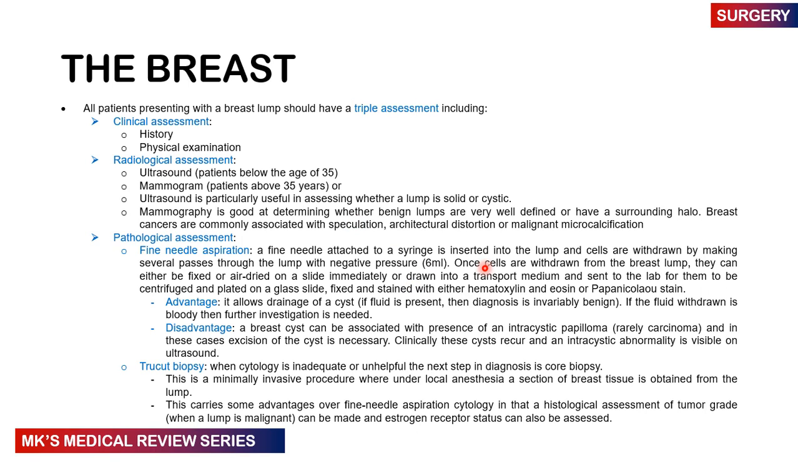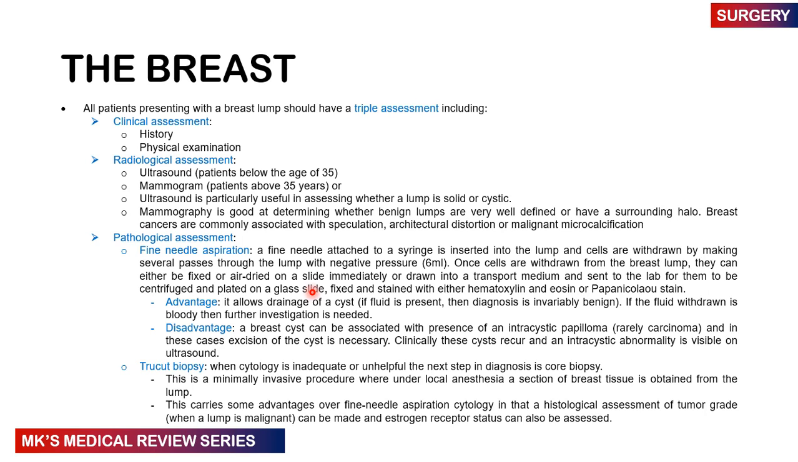Once you have withdrawn the cells from the breast, you can either fix them or air dry them on a slide, and then you can put them on a transport medium and send them to the lab where they can be fixed and stained with either hematoxylin and eosin or Papanicolaou stain.